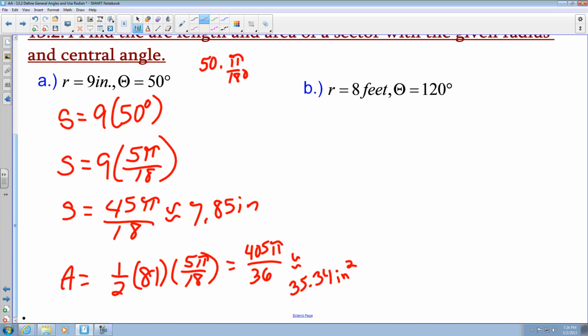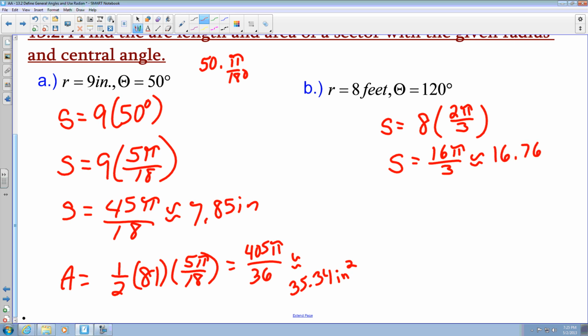If we look at B, again S equals r times theta, my r is 8. They say theta is 120, but I have to convert it to radians. Converting to radians gives me 2 pi over 3. Multiplying this out gives me 16 pi over 3, which is roughly 16.76 feet. To find the area, I just go 1/2 times 8 squared.